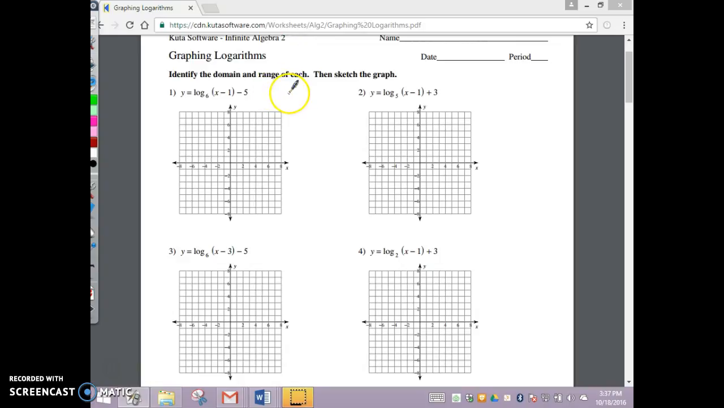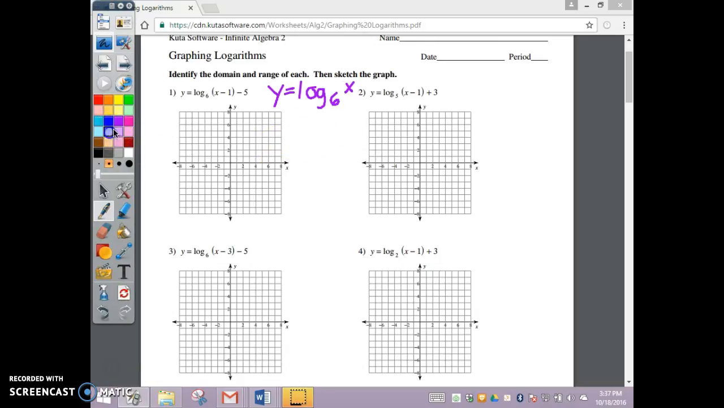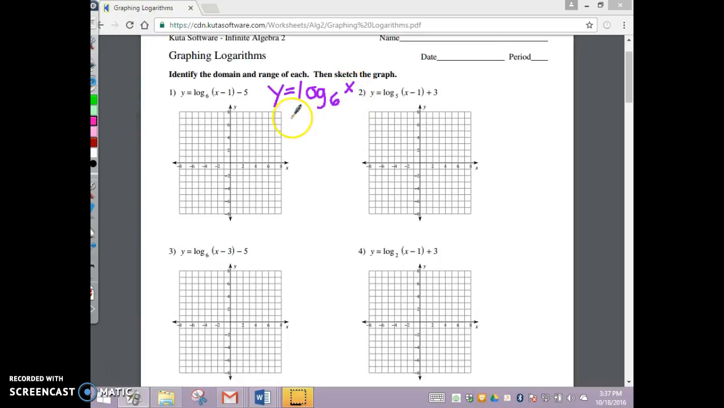So first, I am going to look at the parent function, which is y equals log base 6 of x. And then I'm going to rewrite that in exponential form. The answer to a log is the exponent. So 6 to the y equals x is what I'm going to be making my table based off of. Because the exponent is the y value, that's where I'm going to put my -2, -1, 0, 1, and 2.